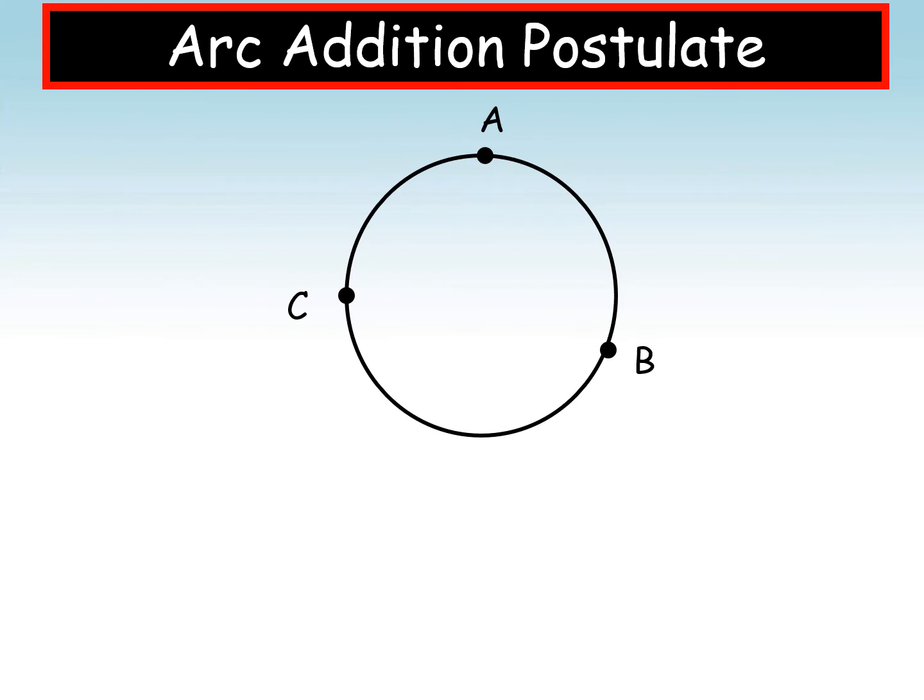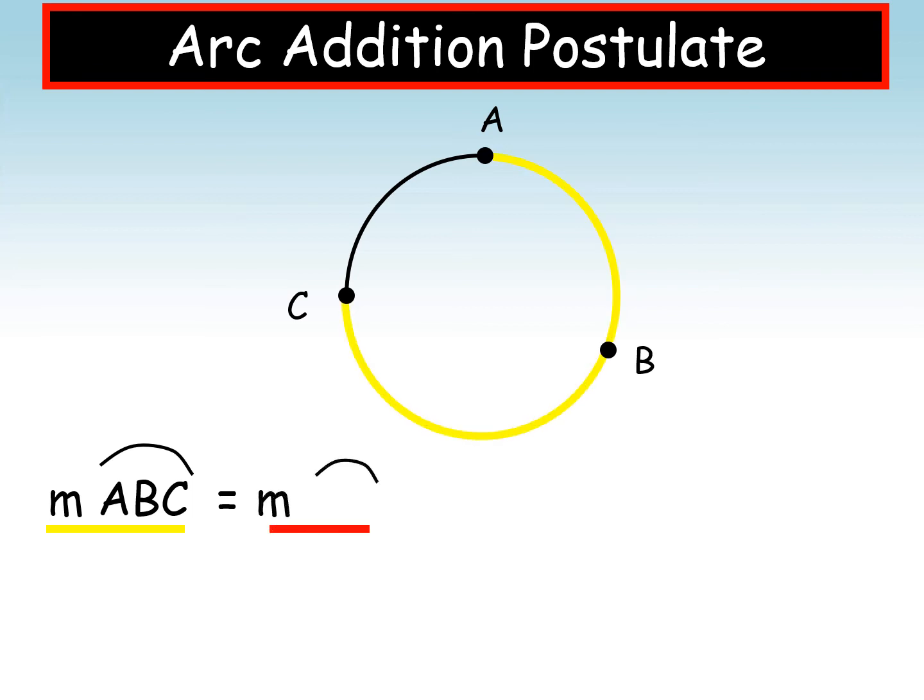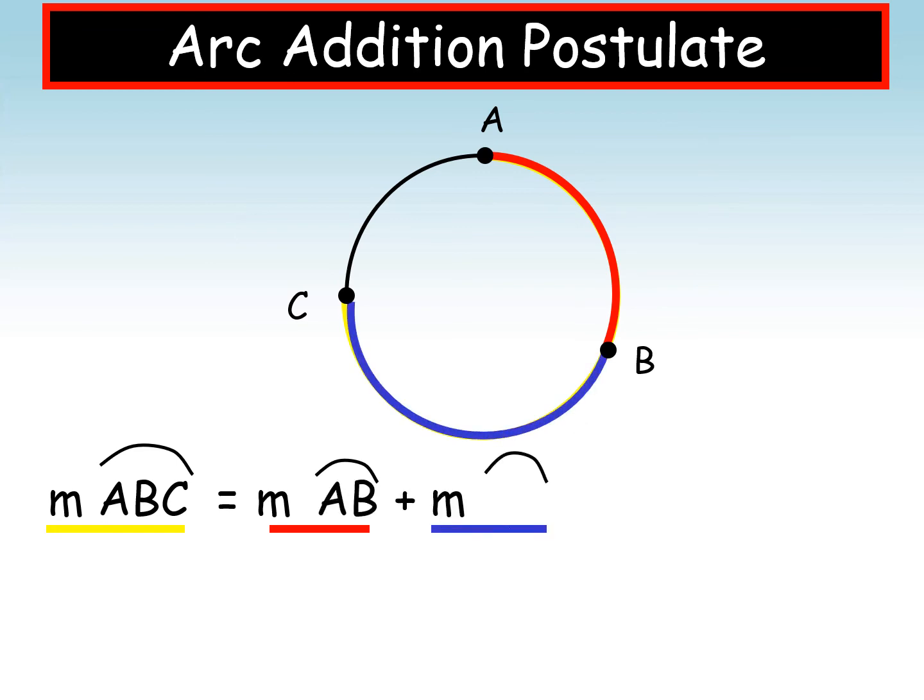Now, let us have the arc addition postulate. It states that along the diagram, measure arc ABC is equal to measure arc AB plus measure arc BC.